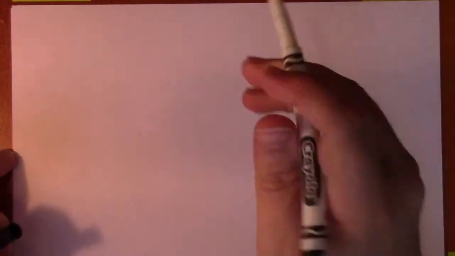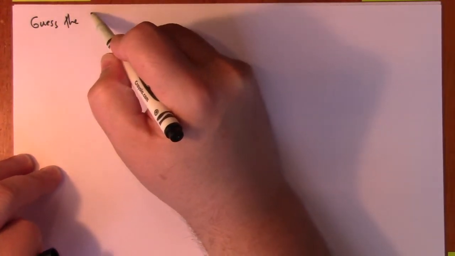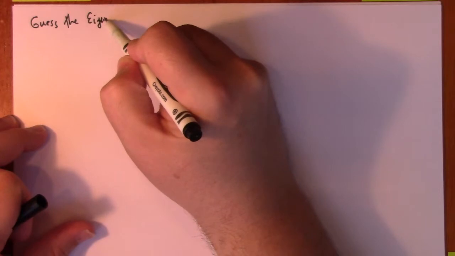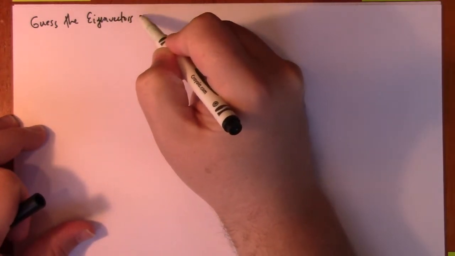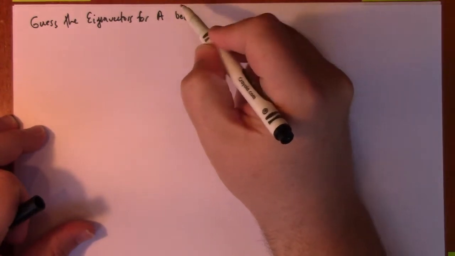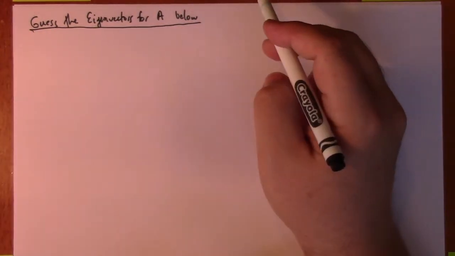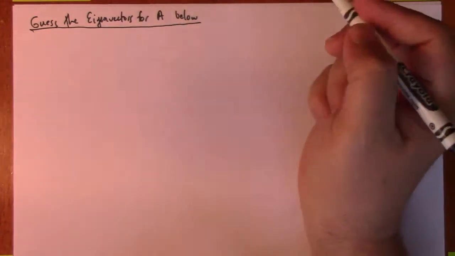Let me do another one here that's a little bit simpler. So our next example, let's see here. Let's see if we can guess the eigenvectors for A below. Alright, so if we can do that, then I can calculate the characteristic polynomial directly.